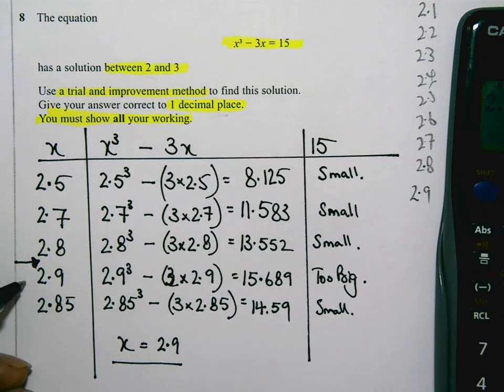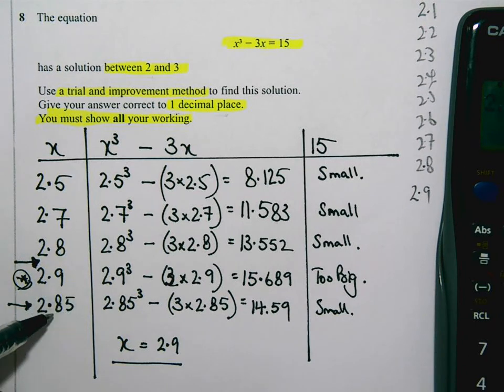But you need to show this extra line here in order to get full marks in this question. The examiners have indicated this, and in order to guarantee you getting full marks, you need to try this halfway point, 2.85. And even though this is 2 decimal places, this is just going to tell us which of these two to choose, 2.8 or 2.9.